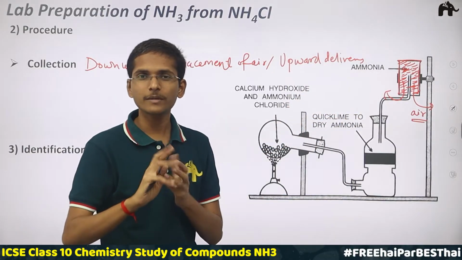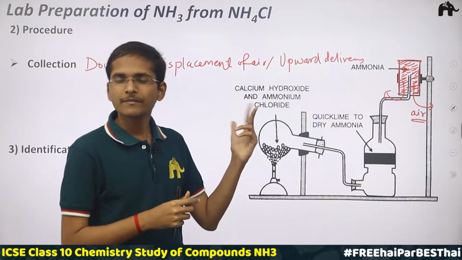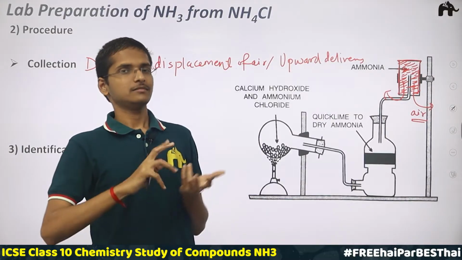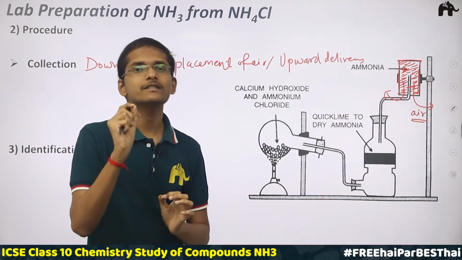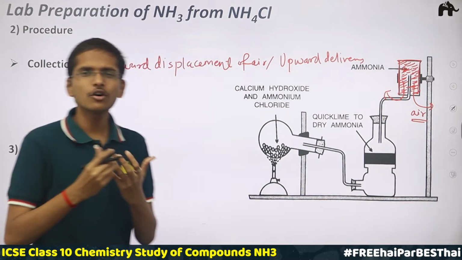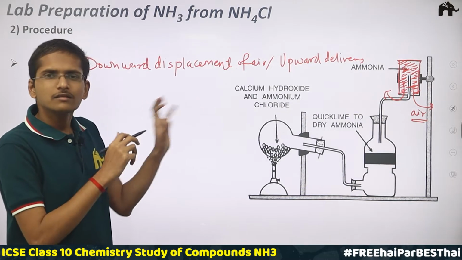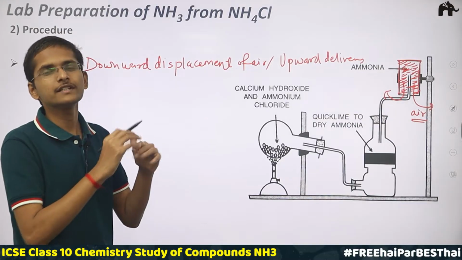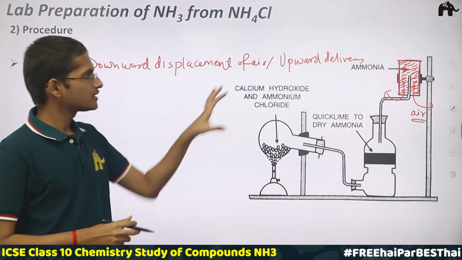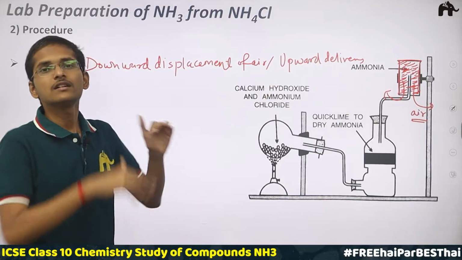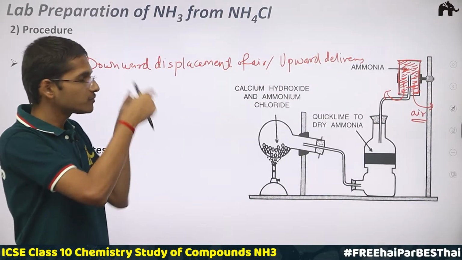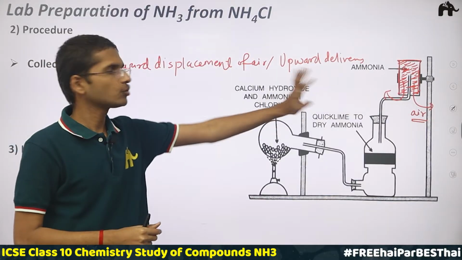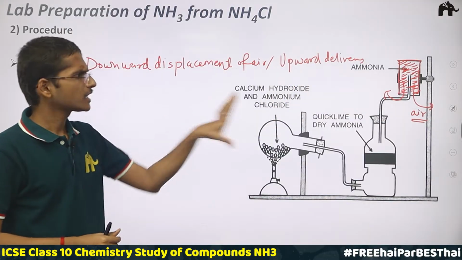So very interesting phenomena. See both the gases, HCl and ammonia, have some different behavior, just because of the difference in their density, means just because of their lightness or heaviness as compared to the air. Since ammonia is lighter than the air, it is collected by the downward displacement of air, or by the upward delivery. So I have told you how to remember this collection method.